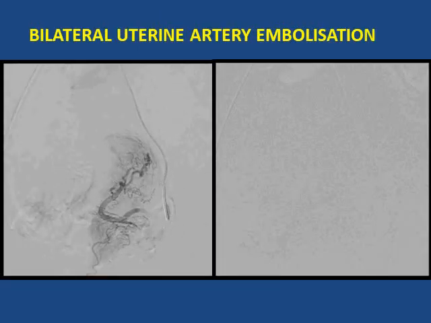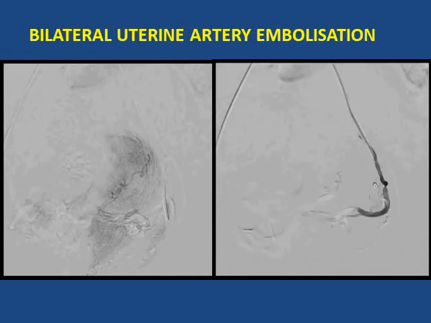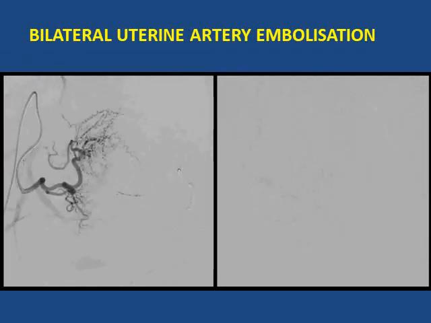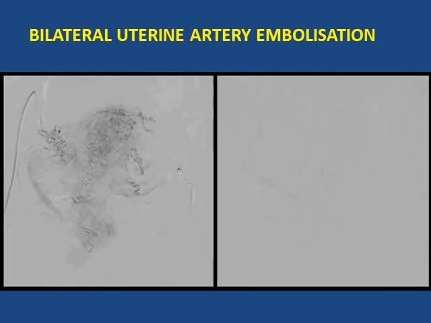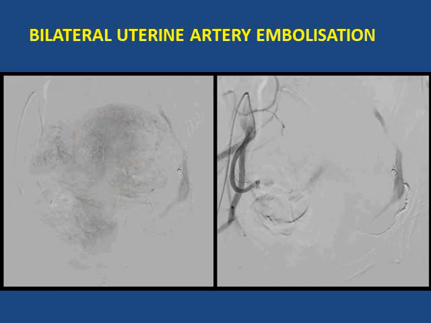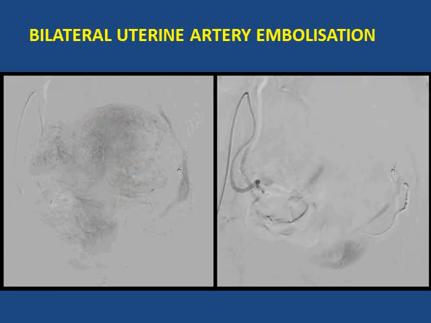Apart from the inferior vesical artery feeder, left uterine artery embolization was done. This is pre-embolization and this is post-embolization. Post-embolization, there is complete knockoff of the supply from the left uterine artery. This is the right uterine artery. Again, multiple feeders from the right uterine artery. Here we are able to see the blush very clearly. So post-embolization, there was complete cutoff of the right uterine artery.